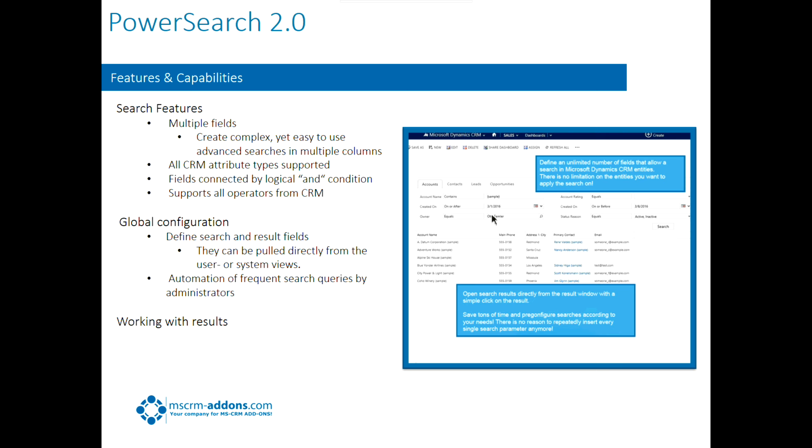Lastly, working with your results, you're able to open the CRM record directly from the results window, just by clicking on it. And also, the search results can be opened in the CRM grid, and it provides you access to the extended features of CRM, such as export to Word or bulk edit.